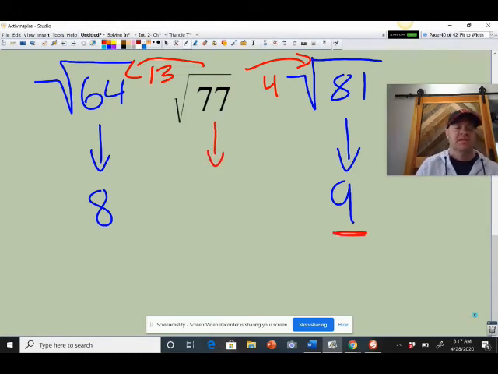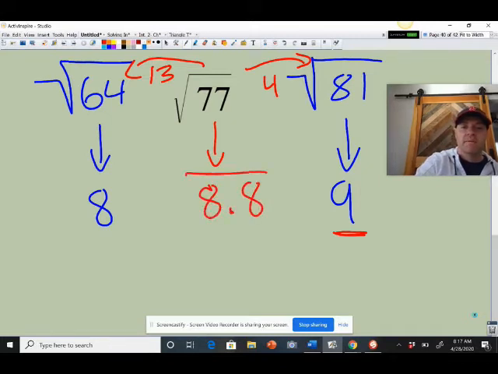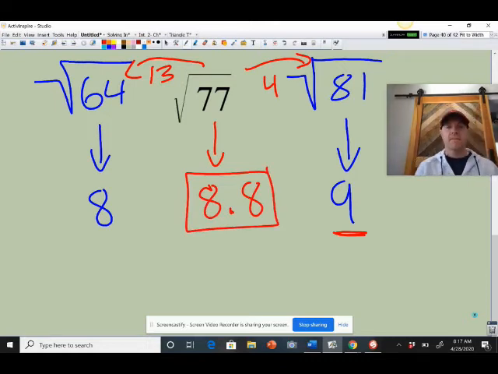So choose a decimal that's really close to 9. Like you could choose 8.8 or 8.9. Either one of those would work. I'm going to choose 8.8. But remember, it's an estimate, so your answer does not have to be exact. Okay? All right, that's how we estimate square roots. Hopefully all of this makes sense to you. And if you have any questions, let me know.